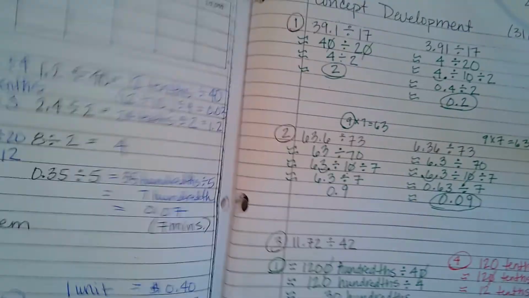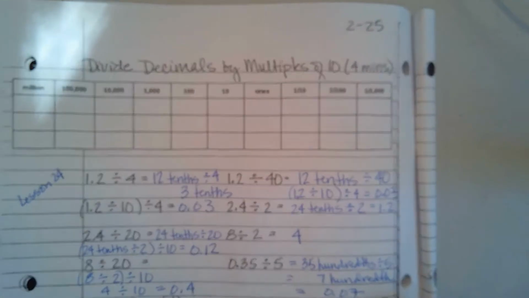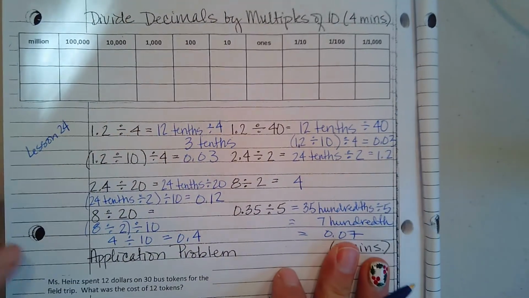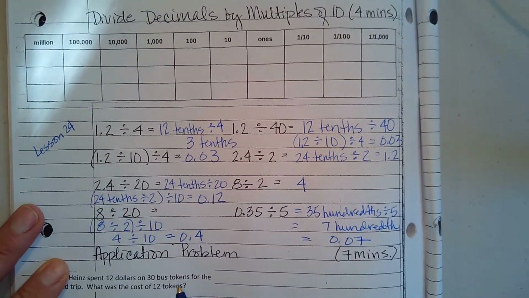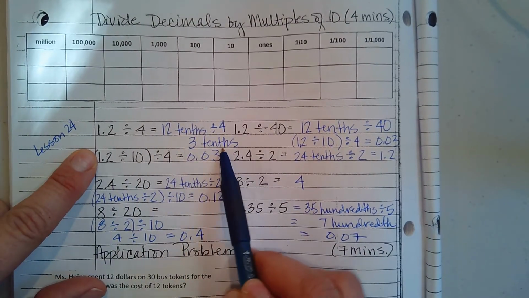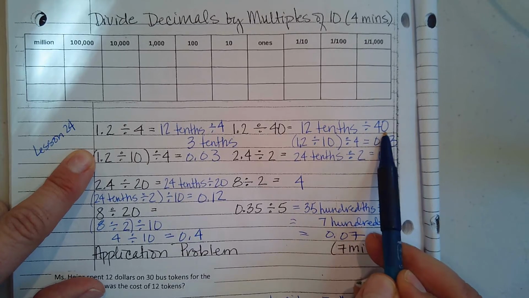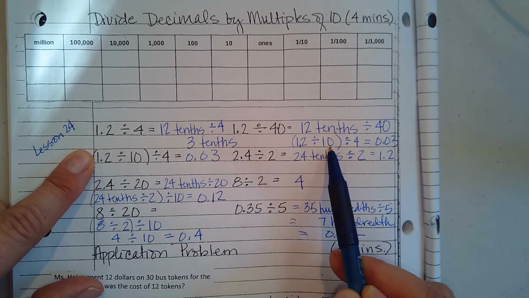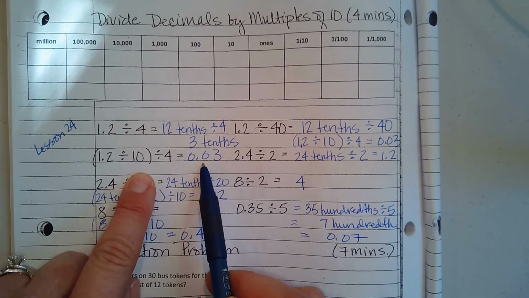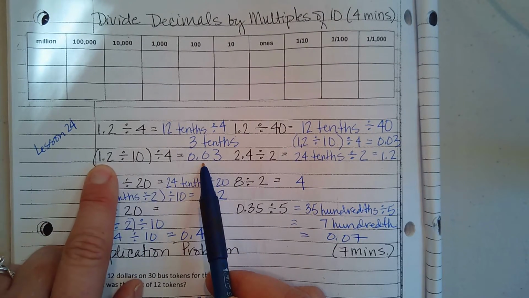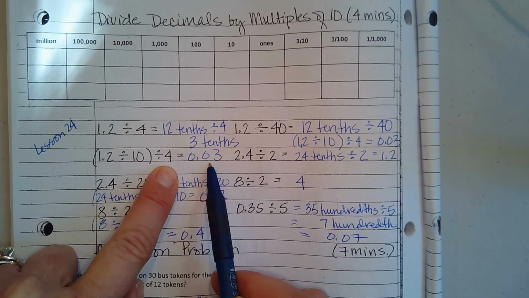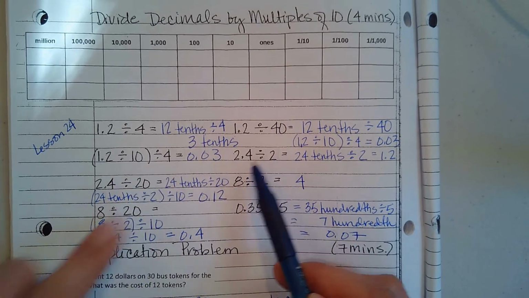All right, moving to the back side. This divide decimals by multiples of 10 is a review of lesson 24. 12 tenths divided by 4 is 3 tenths. So 12 tenths divided by 40 is 1.2 divided by 10 divided by 4, which is 0.03. I did that again over here: 1.2 divided by 10 divided by 4 is 0.03.